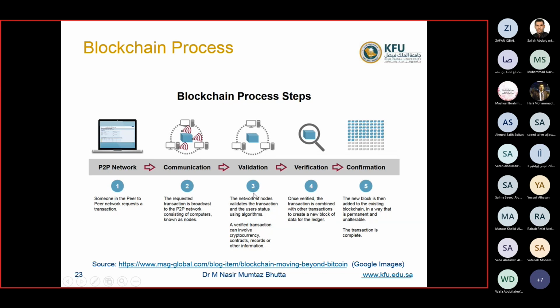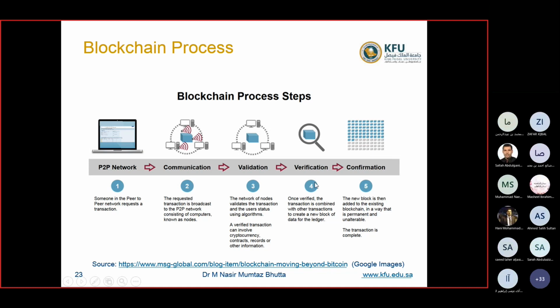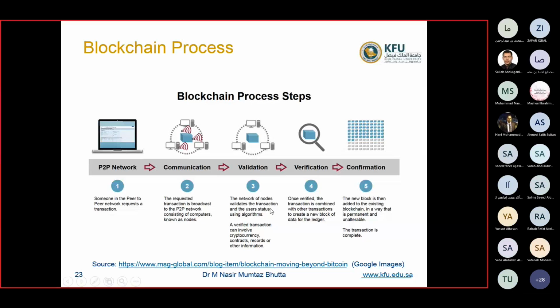Then the validation happens in step three. The network of nodes validates the transaction and the user status using algorithms. There are different algorithms to verify this. Once the verification is done, the verified transaction can involve cryptocurrency, contracts, records, or other information. You can think of any information for your field which can be recorded in a transaction. Once the transaction is combined with other transactions, you validate and verify that enough money is there and the user really wants to transfer the money to the other person.